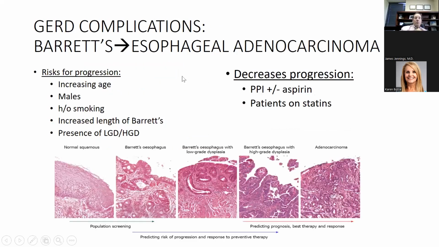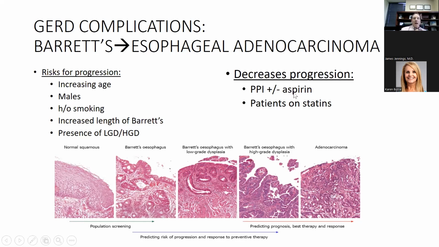What increases the risk for going from Barrett's esophagus to cancer? Age. As you get older, you're more likely. Males, those who smoke. The longer the segment of Barrett's esophagus, the more likely those patients are to progress to cancer. Once we diagnose patients with low-grade and high-grade dysplasia, they're at a higher risk than patients who just have Barrett's esophagus without dysplasia of progressing to cancer.